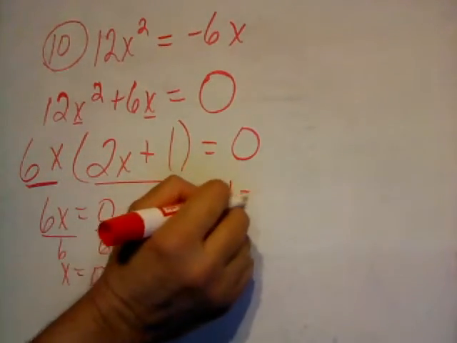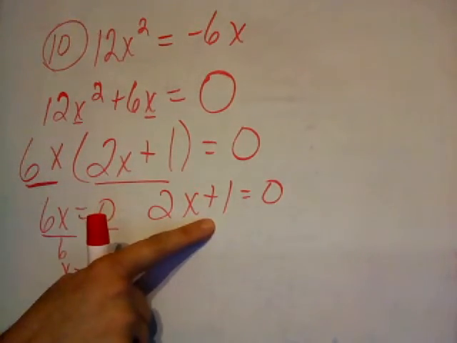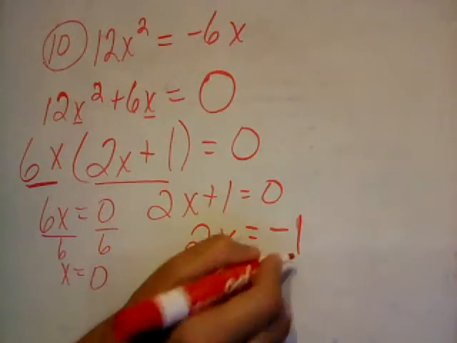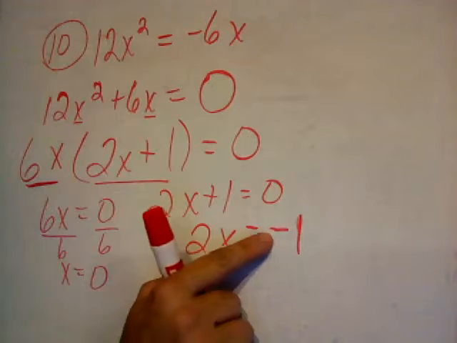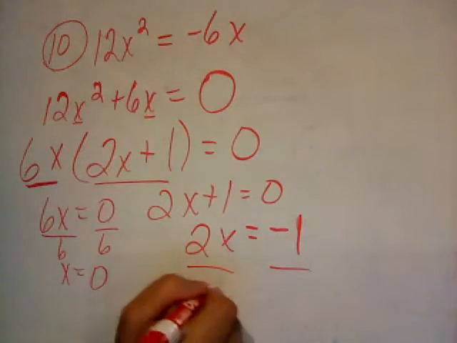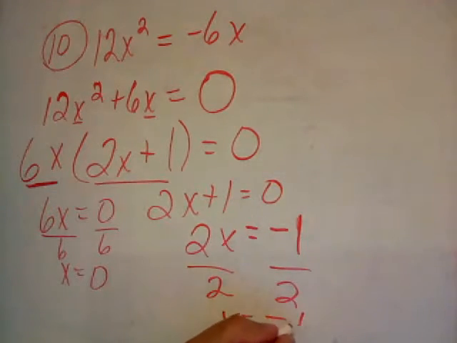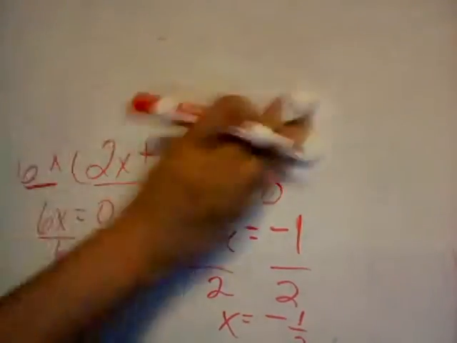2x plus 1 equals 0. How do I move a positive 1? Make it a negative 1. So 2x equals a negative 1. We're not going to lose our negative sign. We're going to divide both sides by 2, leaving us with x equals a negative 1/2. Do not throw the negative sign away.